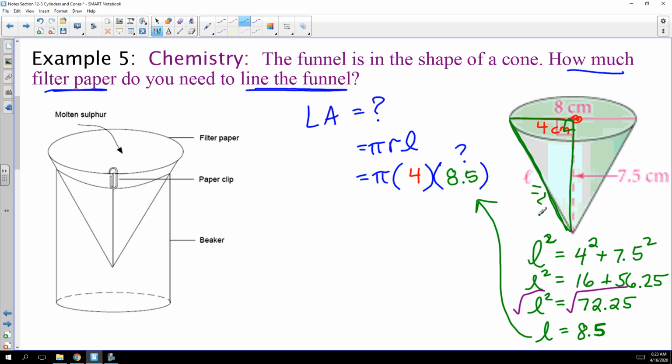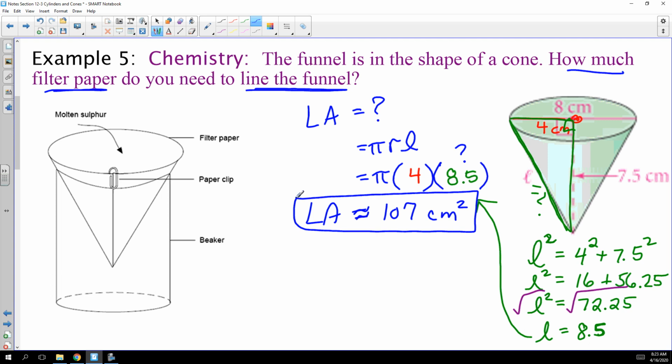And then, all we need to do, it says how much filter paper do you need? In this case, it probably makes sense to go ahead and approximate, right? It doesn't really make sense to talk about the amount of filter paper that you need in terms of pi. So let's type that into our calculator and approximate that. It doesn't say what value to approximate to, but we're going to approximate to the nearest whole centimeter. So you need approximately 107 centimeters squared of filter paper in order to line that funnel. Got it? And that's it.